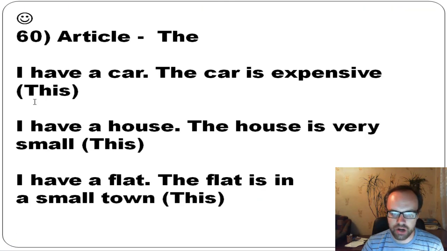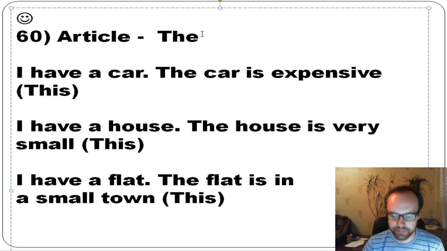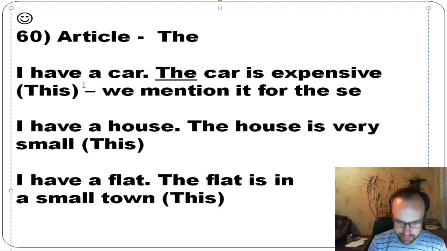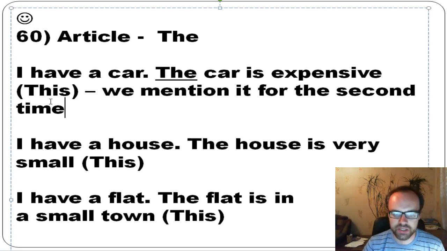Well, let's talk about articles. So the article the. Look, I have a car. The car is expensive. We use the. So we mention it for the second time. And it means this. Okay? So this car is expensive. So if it means this, or we mention it for the second time, we use the.